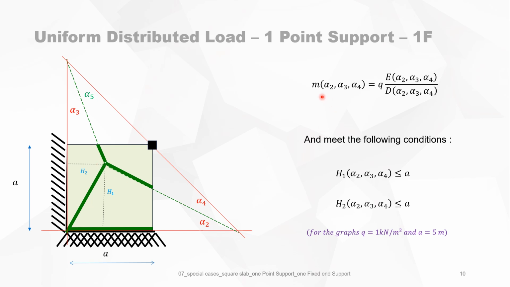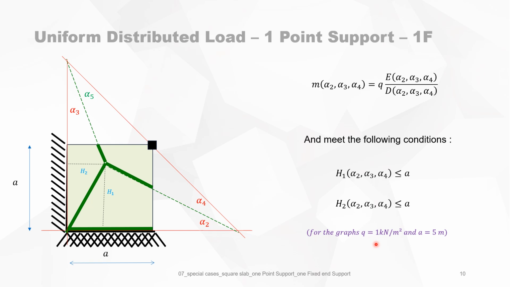You can maximize this function by means of a computer program or something like that, but we will do it in a more simple way. We do it just visually. And to do so, we need to make some graphs. And in the graphs, Q is taken as 1 kilonewton per square meter and A is taken as 5 meters.